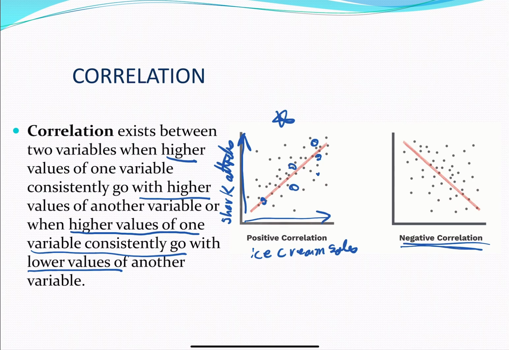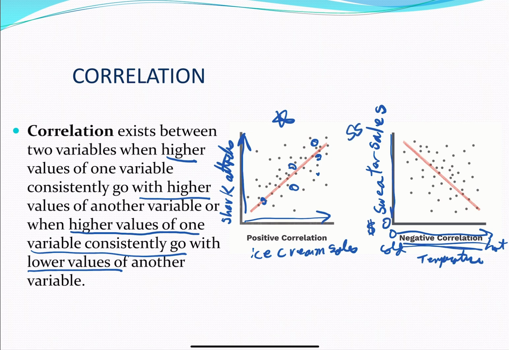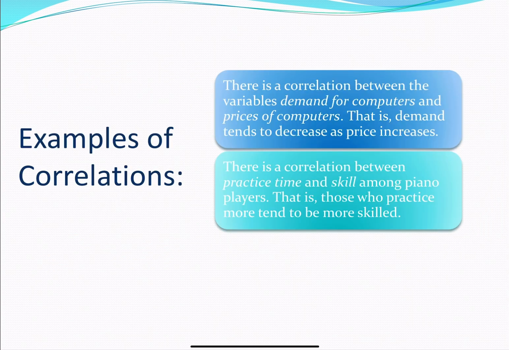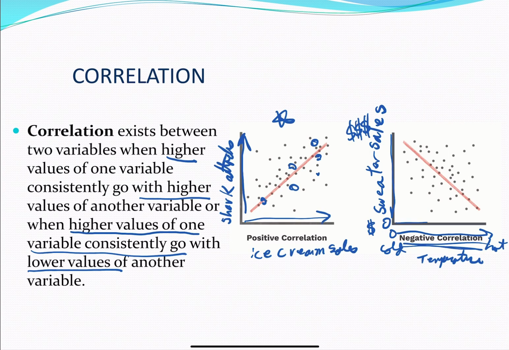So let's go back to that negative correlation. What if we did temperature? So this is the temperature getting hotter: cold, hot. And what if we did sweater sales? That would be a good example of negative correlation. Here's like $0. Here's like a lot of sweater money, sweater weather, right? So as the temperature is increasing, sweater sales go down. So that'd be like a negative correlation.